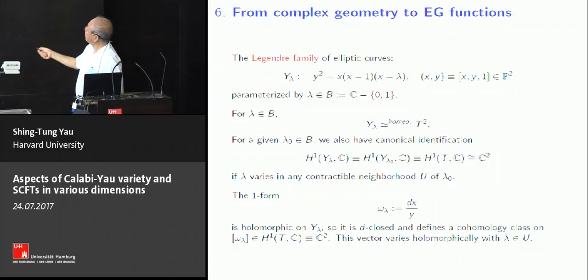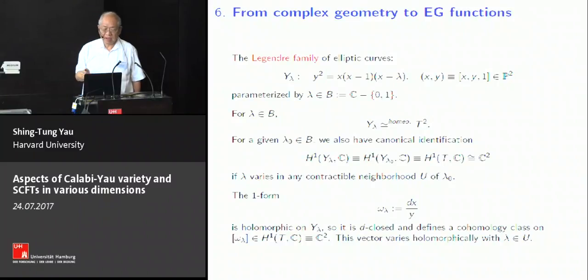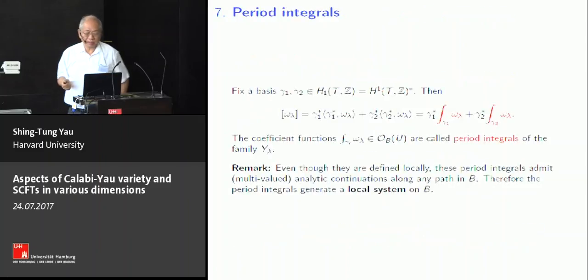Oh yeah, okay. So omega lambda is the one form. In high dimension, it will be a holomorphic n form. And we try to understand the integral. It defines a cohomology class on H1. So this vector changes holomorphically when lambda is changing. But it's moved in here. And this defines an important quantity that we are interested in. This is called period integrals.